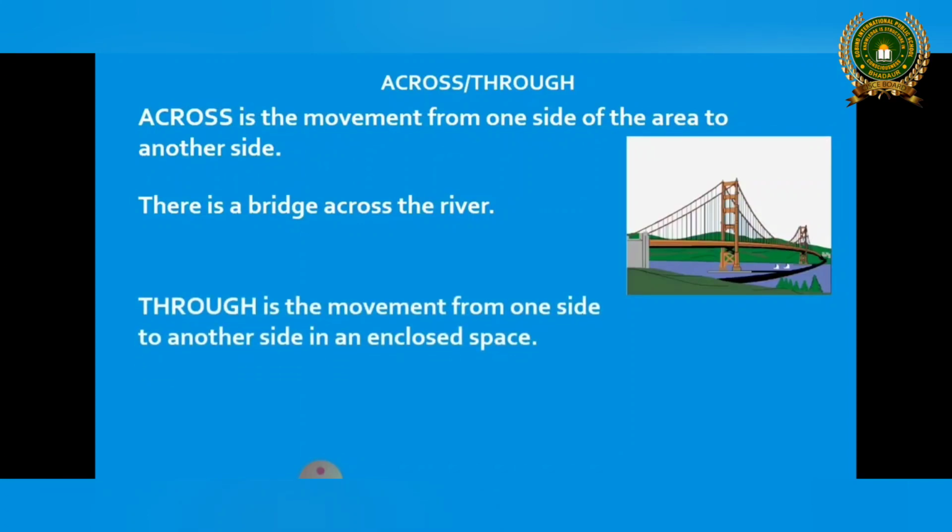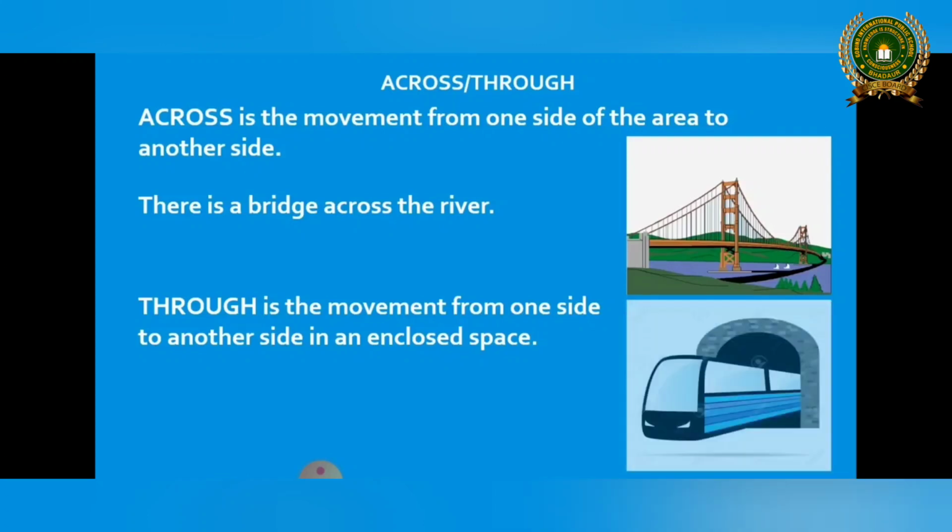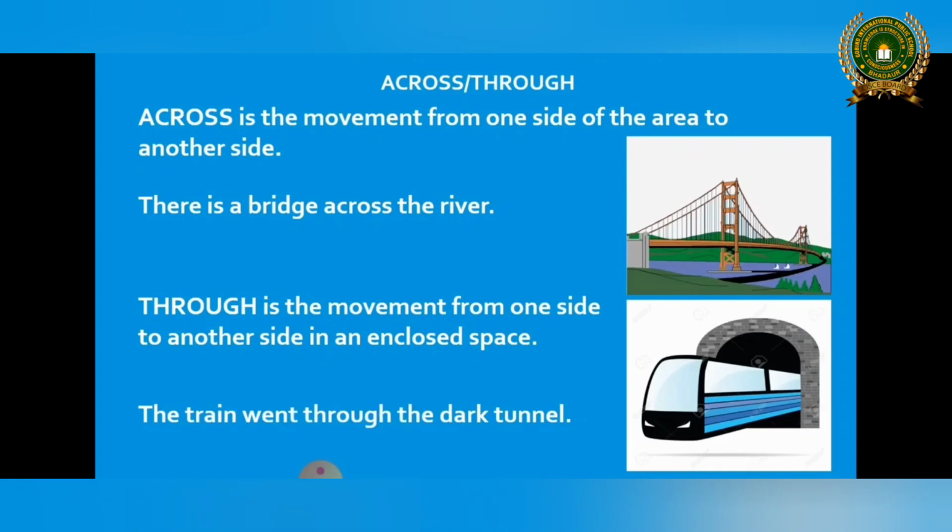Through is used for the movement from one side to the other in an enclosed space. When something is covered, and something passes from one place to another into something, there we will use through. The train went through the dark tunnel. Okay, from one side to the other side of it.